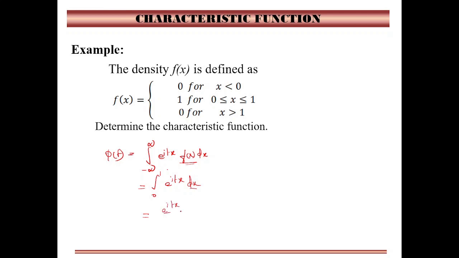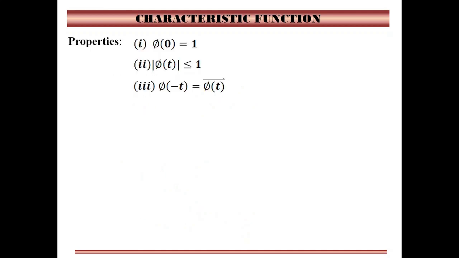So e power i t x by i t, the limits are 0 and 1. Then substitute the upper limit first. So e power i t into 1, that is e power i t divided by i t, minus, if we substitute the lower limit, it will be e power 0 by i t. Which is equal to e power i t minus 1 by i t. This is the characteristic function of the random variable, which is of the continuous type.